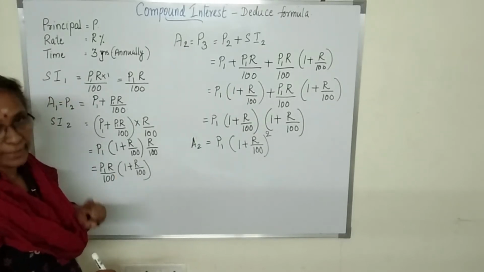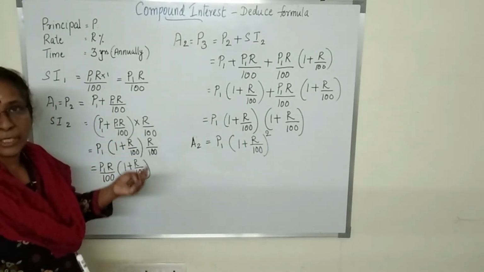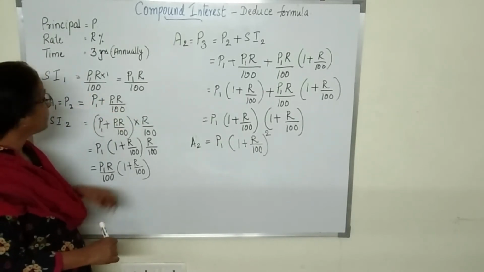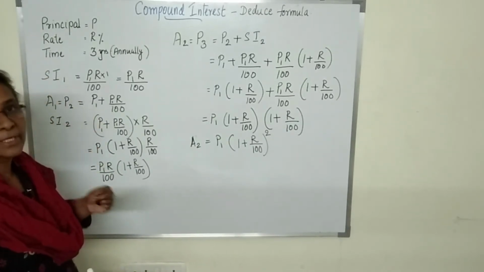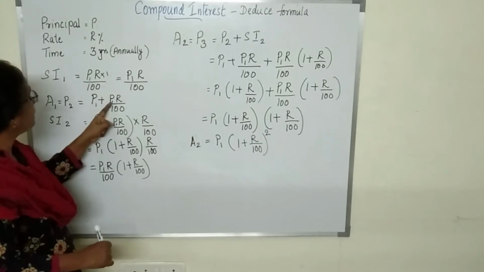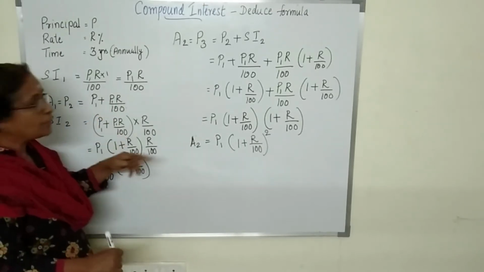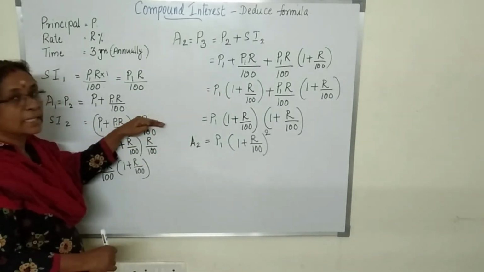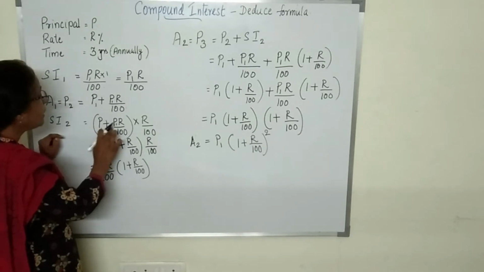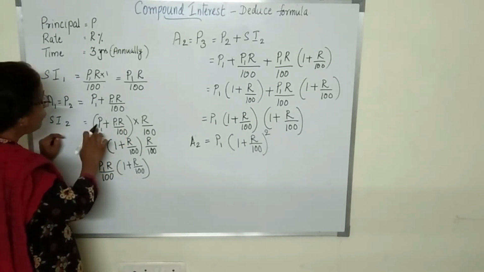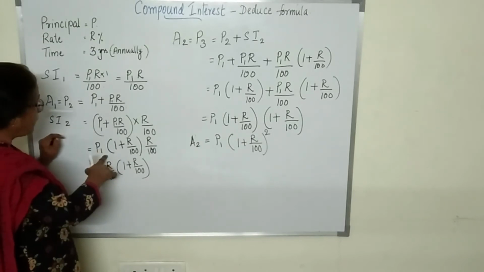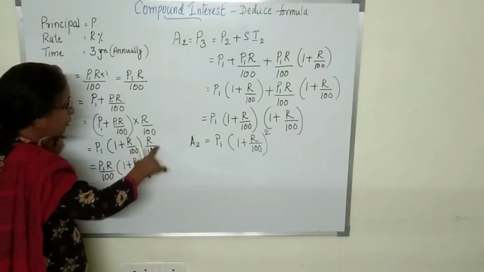A1 is amount at the end of 1 year. What is P2? Principal in the beginning of second year. Both will be same, which is equal to P1 plus P1R upon 100. Now, if you find the simple interest for the second year, the principal will be this. So, principal P1 plus P1R upon 100, and again use the formula PR upon 100. So, we get P1 into, here you see, here also P1, here also P1. So, we took that P1 out. What is remaining here? 1 plus R upon 100, and then this R upon 100.